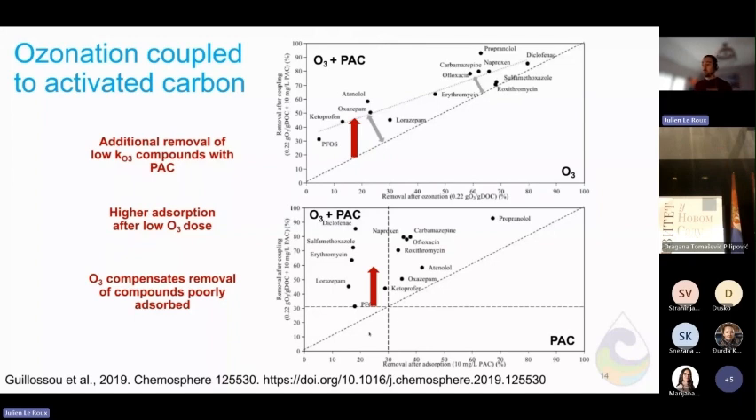And on the bottom graph, it's the contrary. Molecules that are poorly adsorbed on activated carbon can be more eliminated thanks to an additional ozonation. So for example, diclofenac here is poorly removed by adsorption, but if you add ozone, it will be well removed, and you can reach 90% removal after the two processes. So there's a good complementarity between the two processes, and the ozone and adsorption on activated carbon compensate their removals.